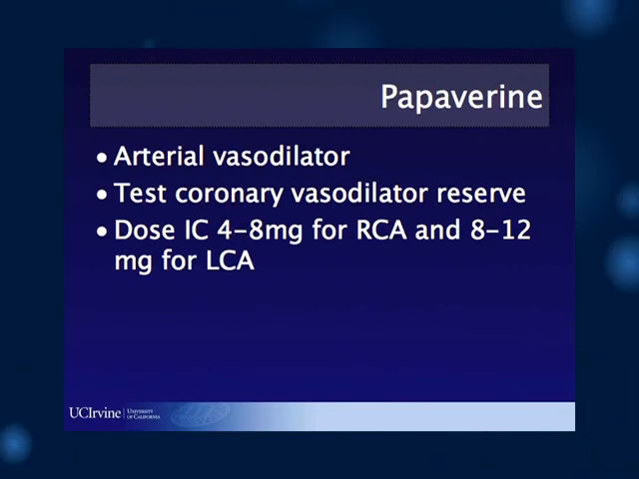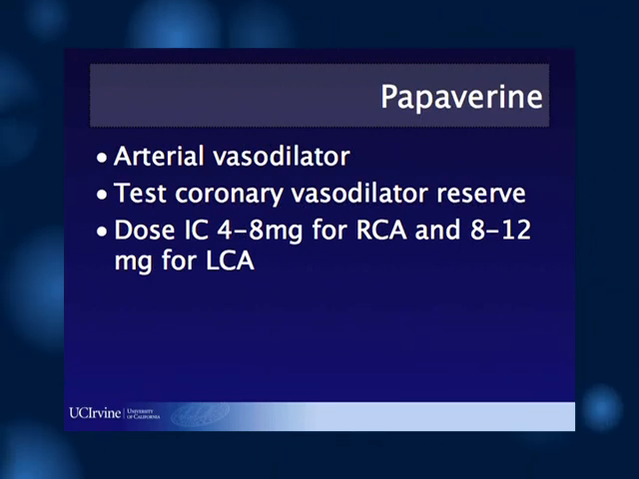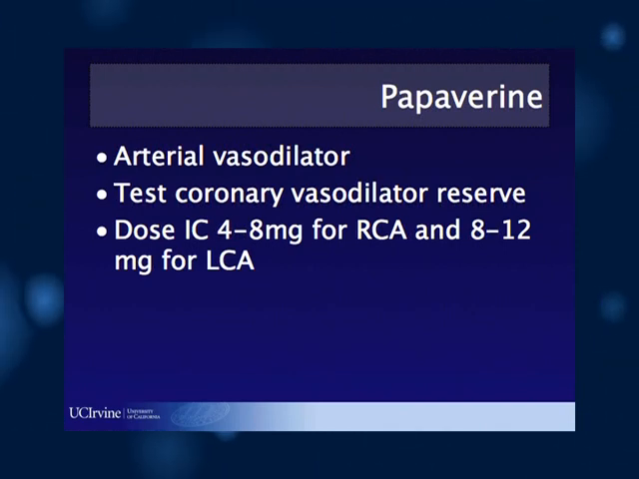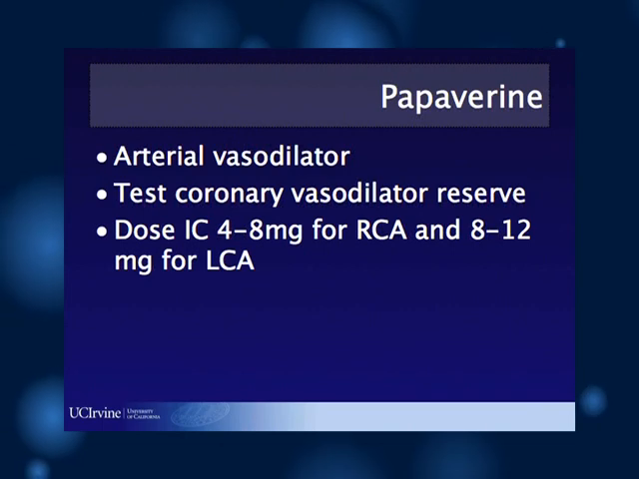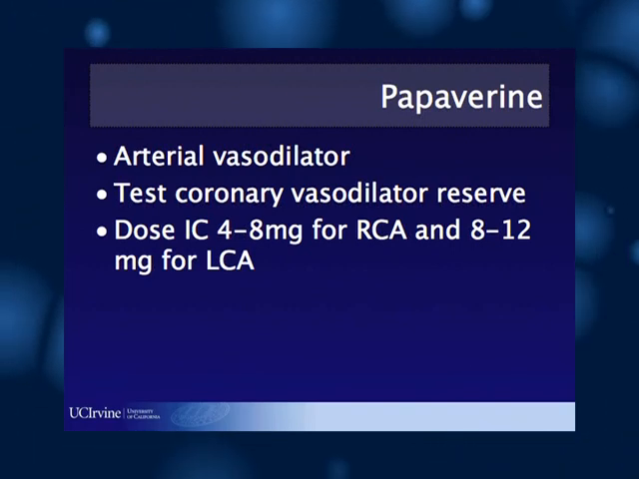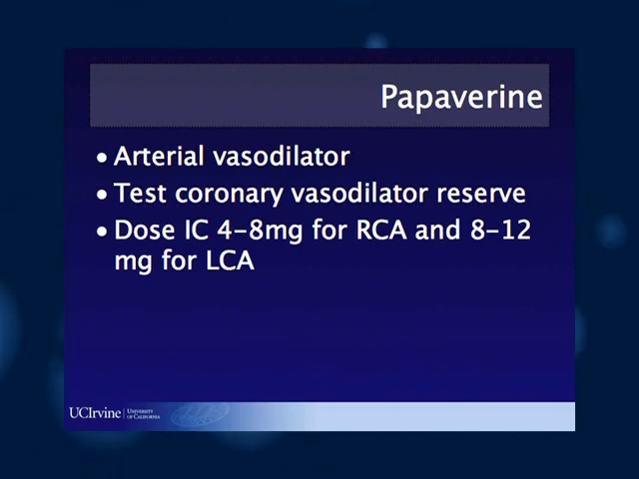Papaverine is an arterial vasodilator used for the treatment of peripheral arterial disease and in the past used to test coronary vasodilatory reserve. Doses of 4 to 8 milligrams for the right coronary artery and 8 to 12 milligrams for the left coronary artery induce maximal hyperemia in approximately 30 seconds, and the hyperemia can last for up to 2 minutes. However, papaverine is no longer used for this purpose since it also causes prolongation of the QT interval and has been associated with torsades de pointes or ventricular tachycardia requiring cardioversion. For this reason, adenosine has replaced papaverine for coronary hyperemia.